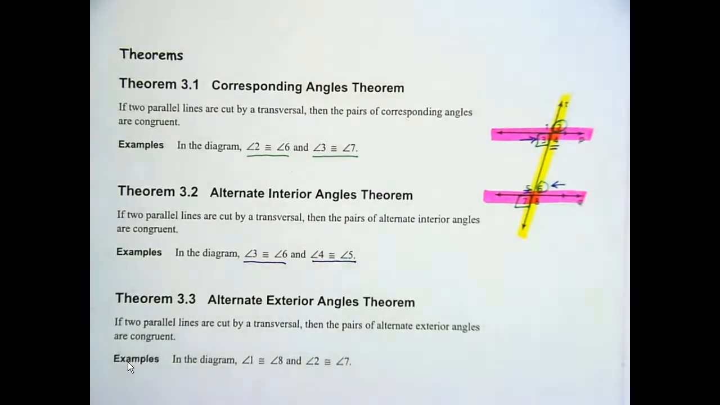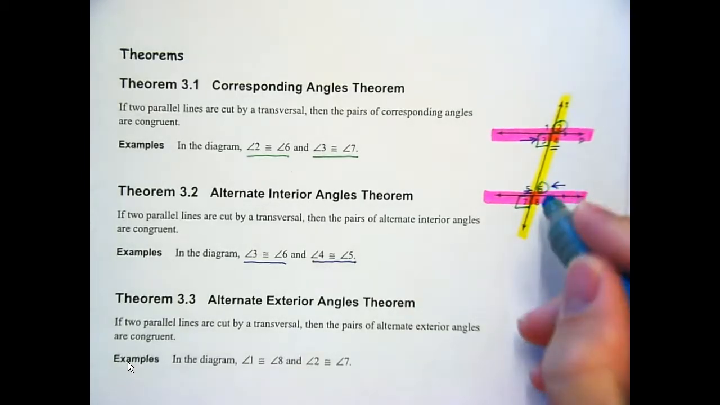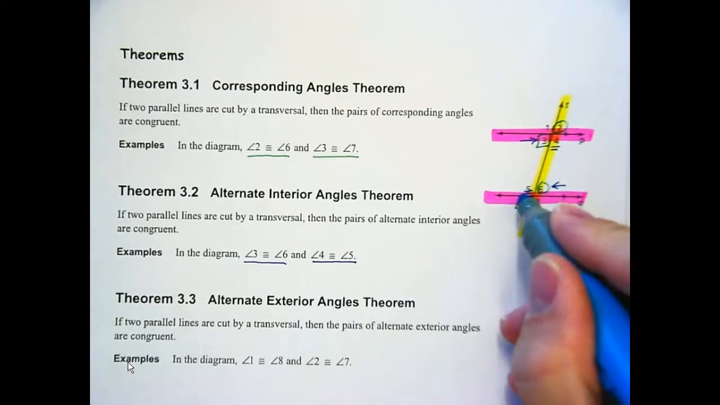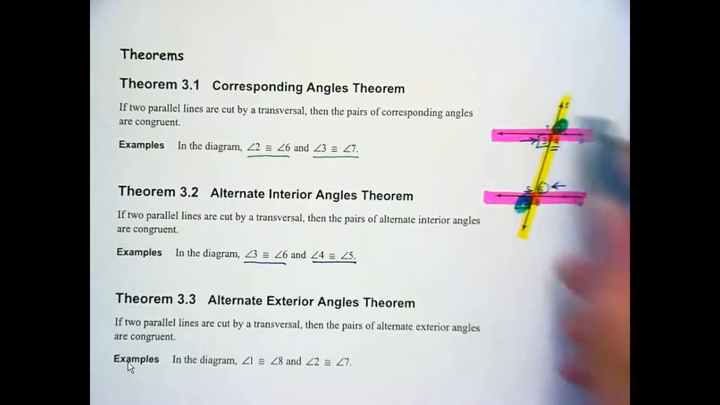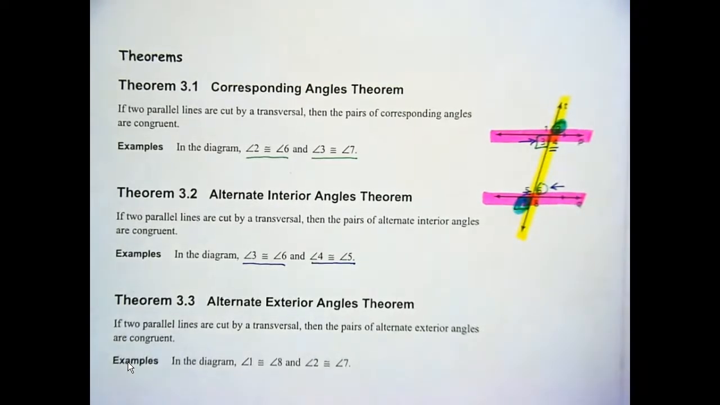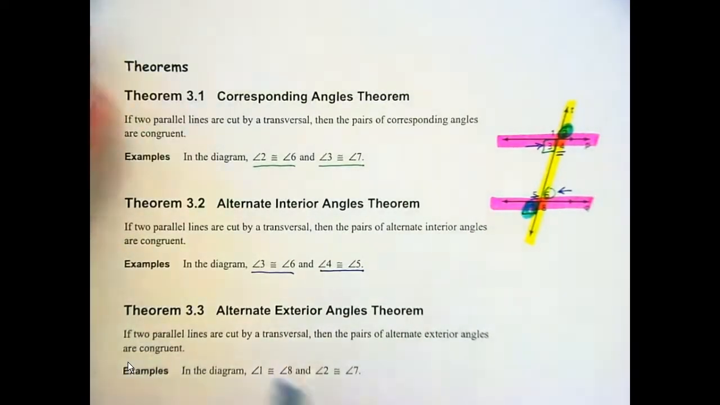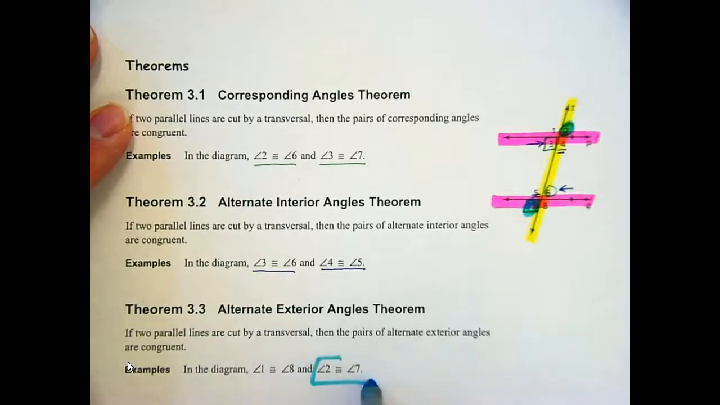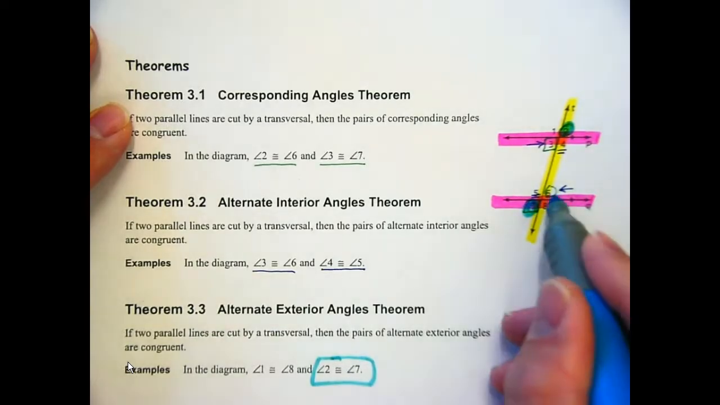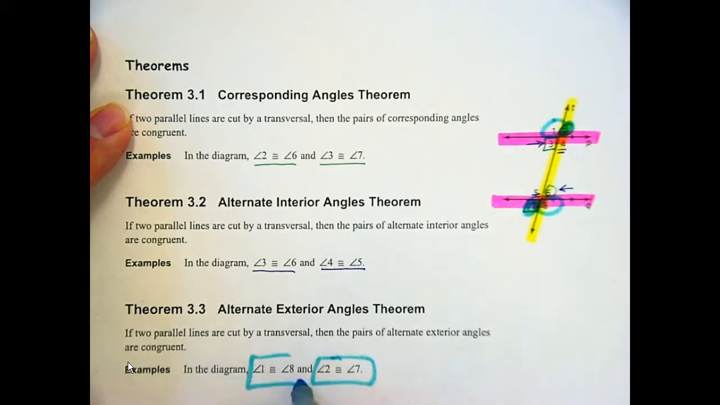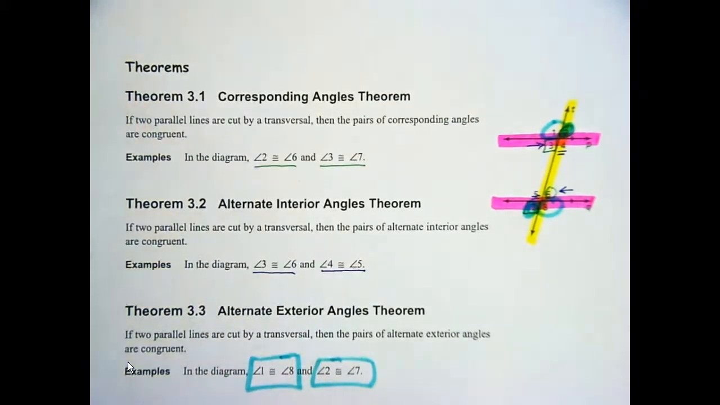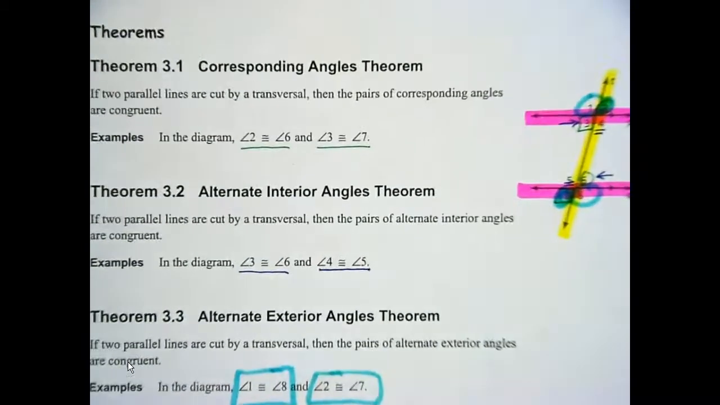Theorem 3.3, alternate exterior angles. So now you're alternating sides of the transversal. However, you are on the outside. So you have 7 and 2. It almost looks like we blacked those out. 7 and 2. And 8 and 1. We'll circle them that time so they don't black out. Okay, 7 and 2, 8 and 1. Alternate exterior angles are congruent.